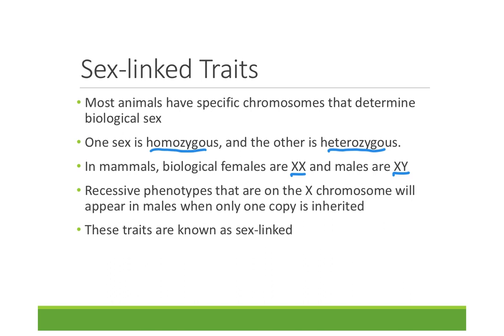If there is a recessive allele that is found on the X chromosome, it will appear in males when only one copy is inherited because there is only one X present in that heterozygous genotype. And so those traits are known as sex-linked, and if that recessive phenotype happens to be an undesirable phenotype, a potential disease, it will appear more often in males.